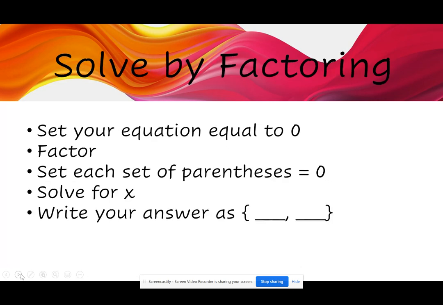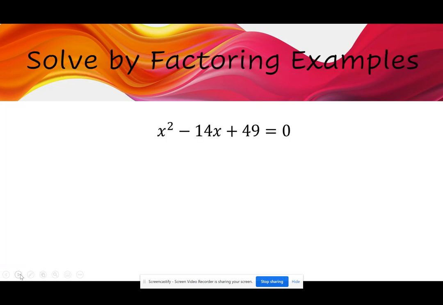And so when we're solving by factoring, your first step is to set your equation equal to 0. So if it equals a number, set it equal to 0 by moving that to the other side. Factor, set every set of parentheses equal to 0, solve for x, and then write your answer in these little brackets. So we'll go through examples of this.